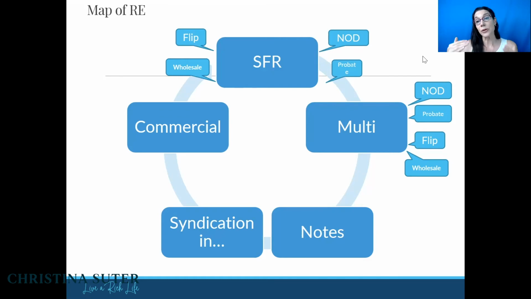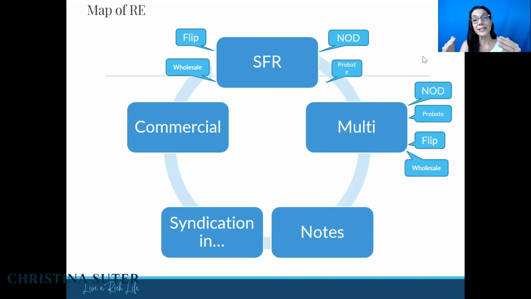I can be an expert in a process. I can be an expert in an asset, right? I'm an expert in residential, single family or multifamily. Primarily the processes I've done are flipping, notes against that, owning and renting. I have bought out of probates. I have flipped. I have not wholesaled.